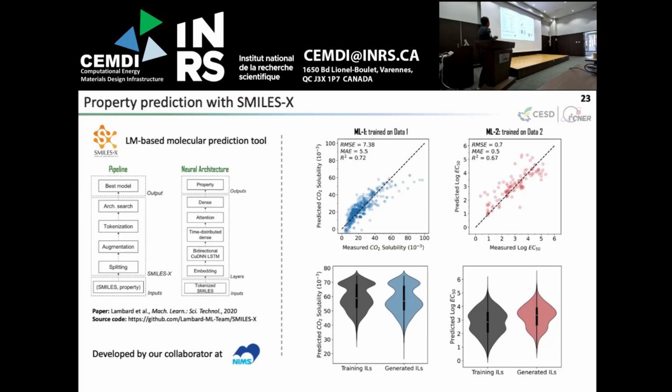So we train a model using data one, which is CO2 solubility, so we can predict the CO2 solubility of new ionic liquids. And then we train it on data two, for predicting the ecotoxicity. Now we can compare the properties of the training and the generated ionic liquids, and they are pretty similar at this point.